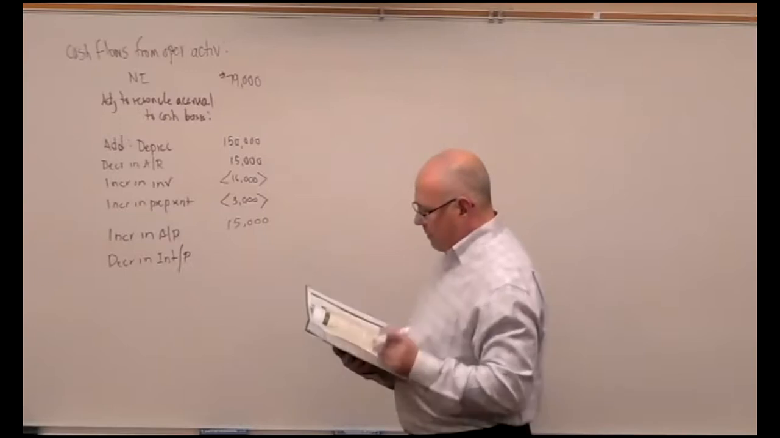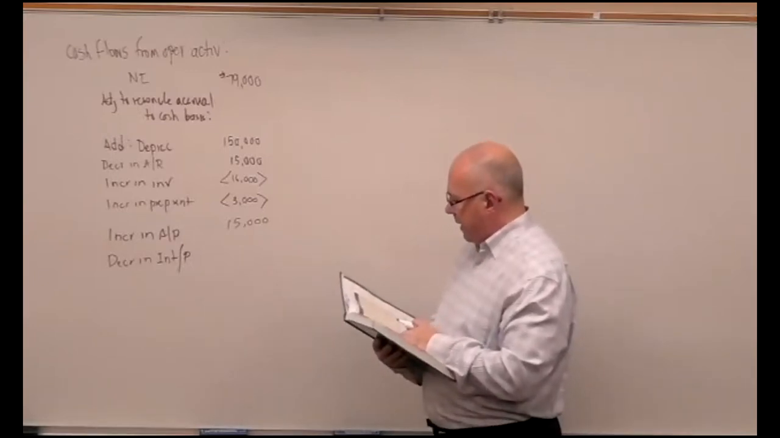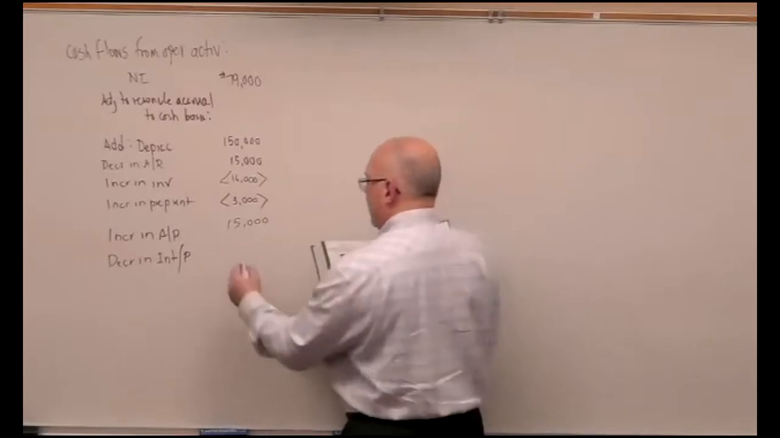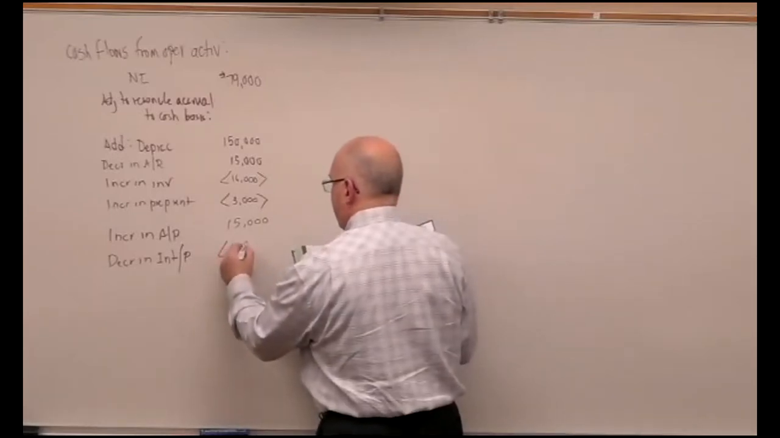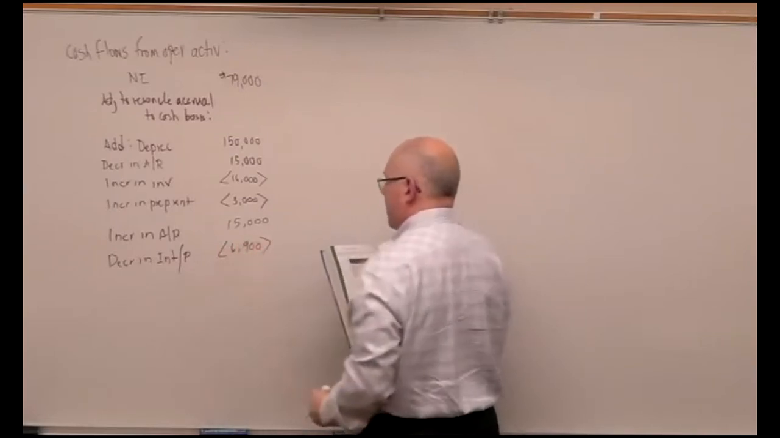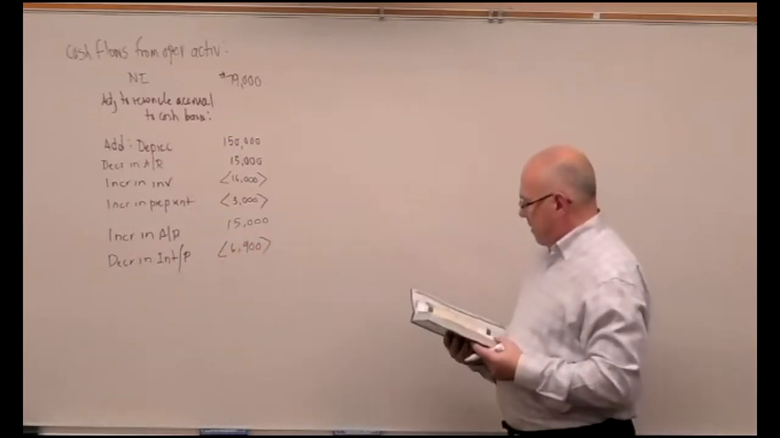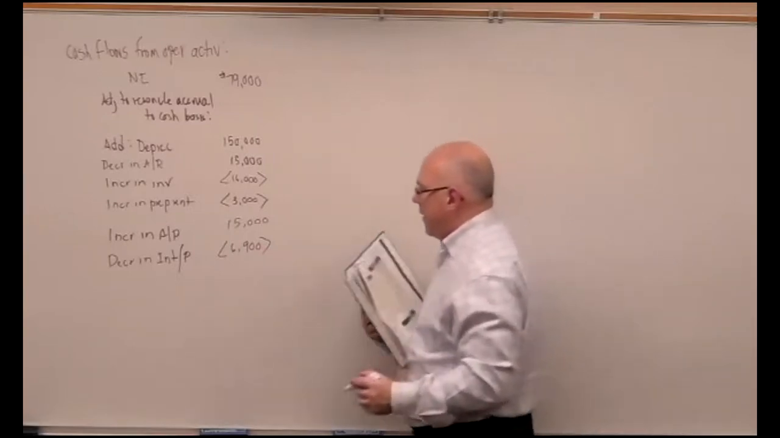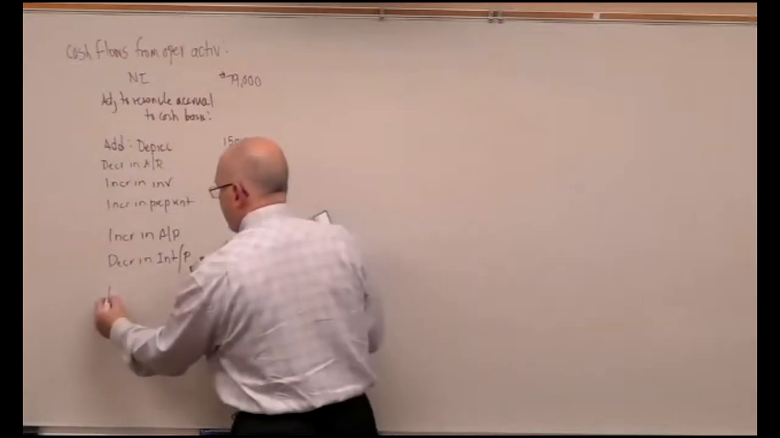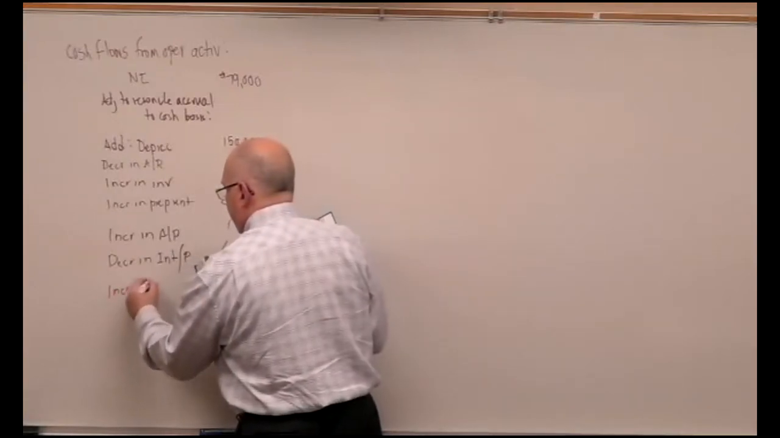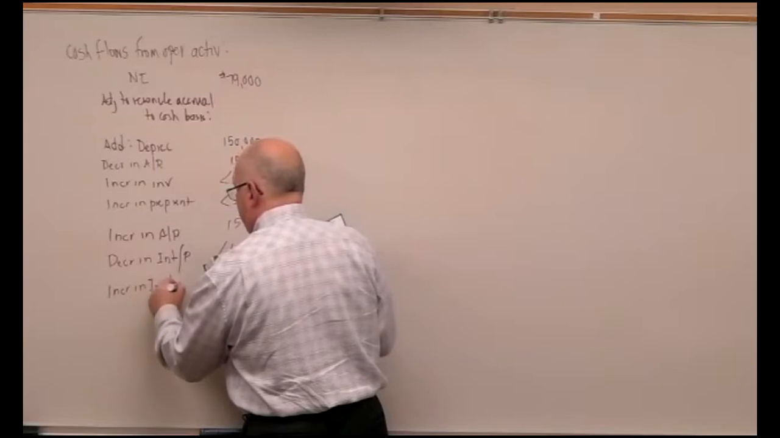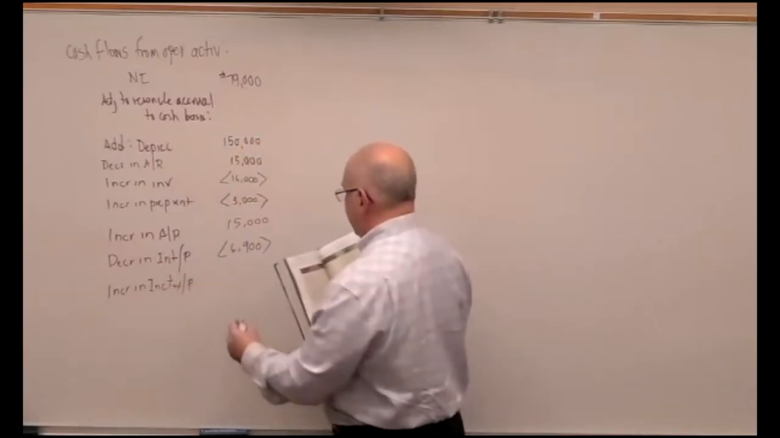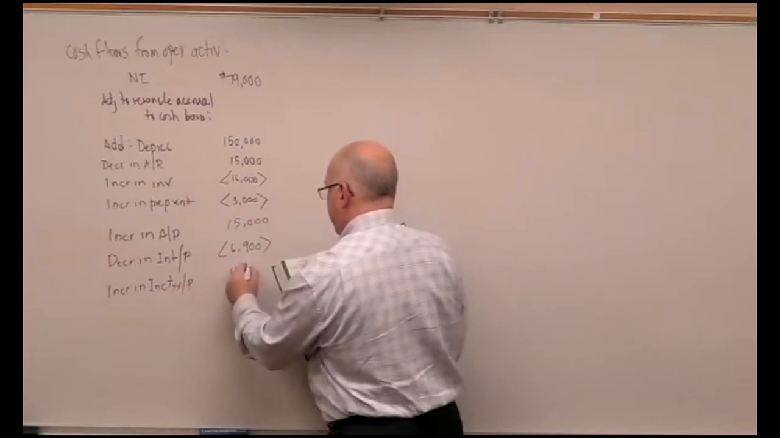Decrease in interest payable. How much did interest payable go down by? Went down by 6,900. Then we have increase in income taxes payable, 4,000. Went up 4,000, so that's a positive adjustment.